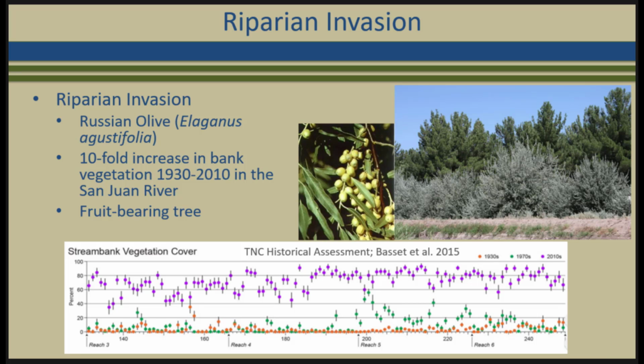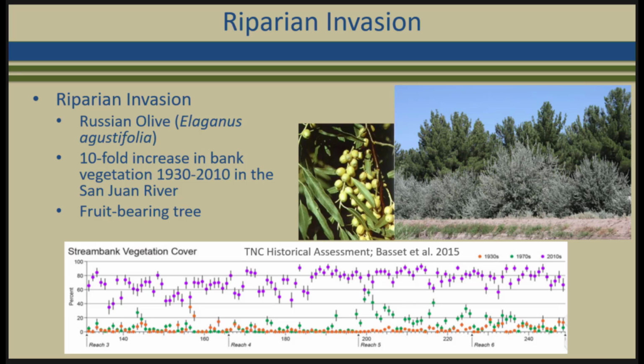Along with those changes in the aquatic species, we've also had big changes in the riparian zone. Originally, the invasion started with salt cedar. It's now transitioned to being more dominated by Russian olive. If you look at bank vegetation coverage over time, that's this figure down here. The orange dots are from the 1930s, the green from the 1970s, and the purple dots are from 2010. You can see that in that 80-year time period, we had about a 10-fold increase in bank vegetation coverage, which is now dominated by Russian olive.